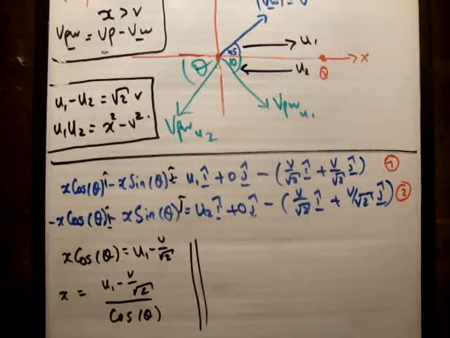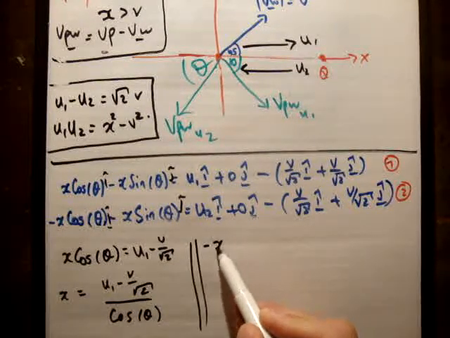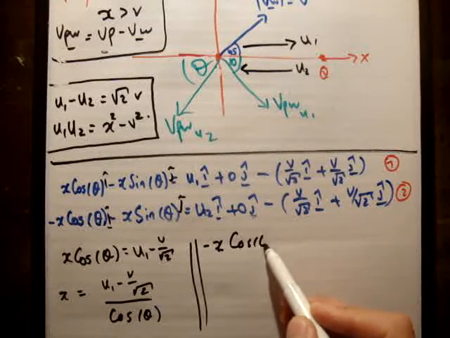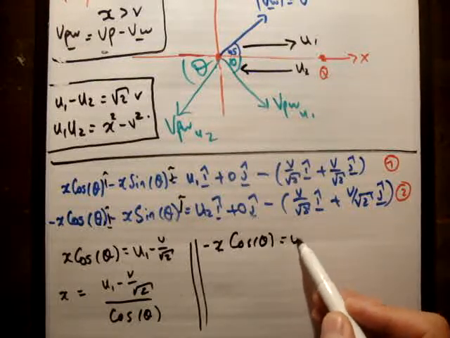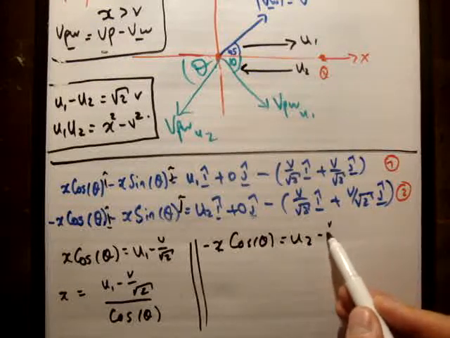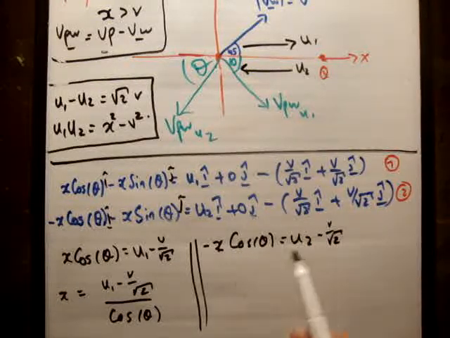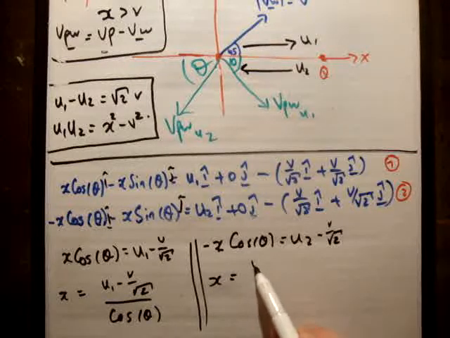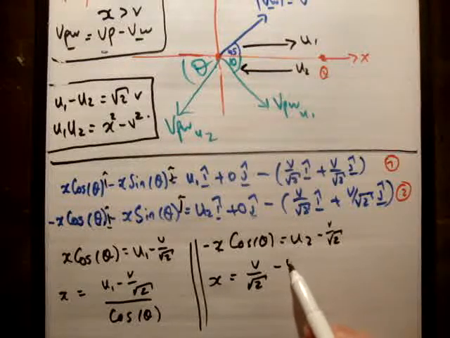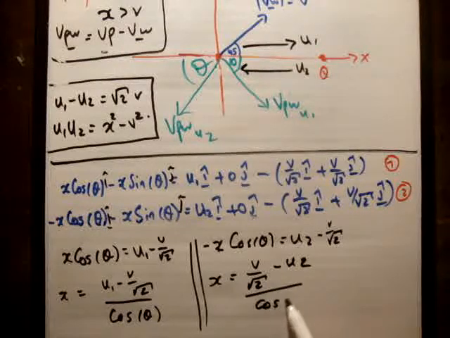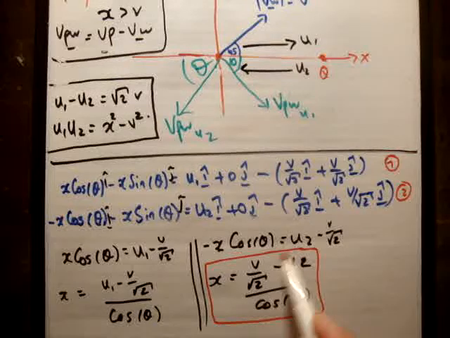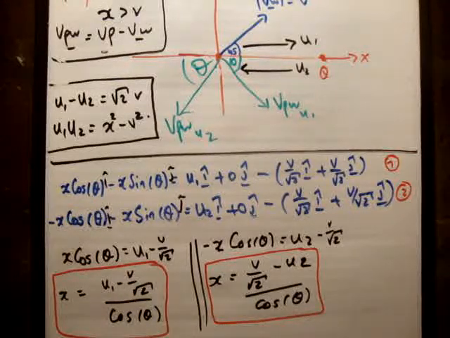Next, if we rearrange over here, we're going to get negative x times the cosine of theta is equal to u2 minus v over root 2. Once again, when we rearrange this, we get x is equal to v over root 2 minus u2, over cosine of theta. Now of course these two equations here, which I'll outline in red, are clearly equal to each other. If I let them equal each other, the cosines will just disappear, and we'll be left with the following.